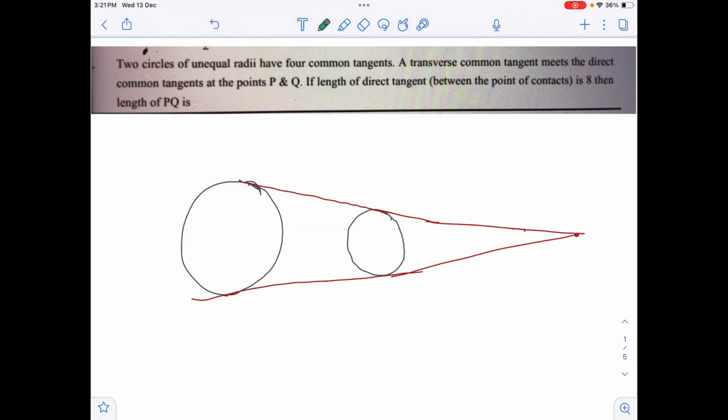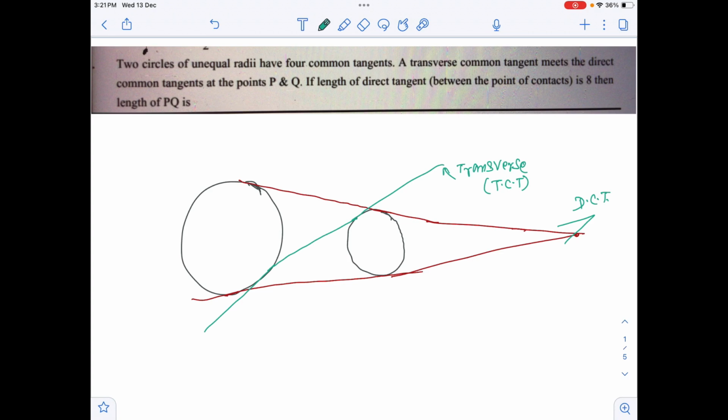And the transverse tangents. So direct tangents are those which are on the same side of the centers, right? Transverse tangents are those which are on opposite sides of the centers. So clearly from this diagram you can see this is a transverse common tangent, and these two are direct common tangents, DCT and TCT.